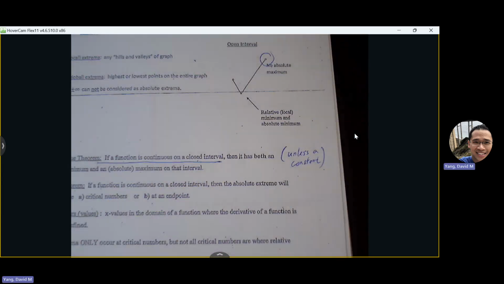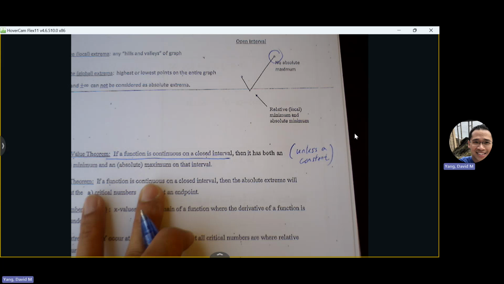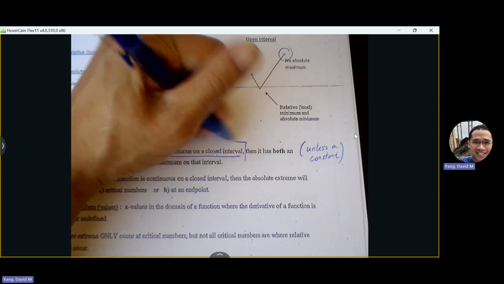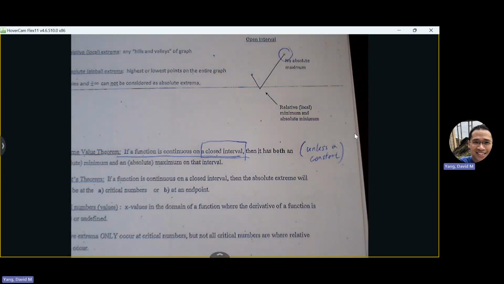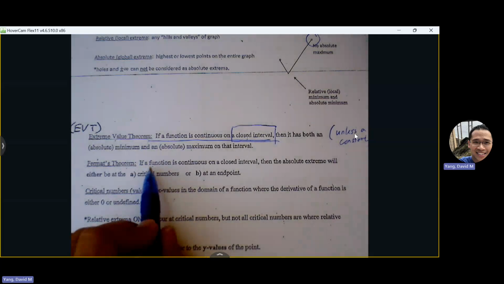Meaning that if it's just a horizontal line, then there is no max or there is no min. But in any other situation, if the graph is continuous, we can always locate an absolute max and absolute min if it's on the closed interval. Okay? If there's an ending point and starting point for the graph. This is a continuation of that theorem.